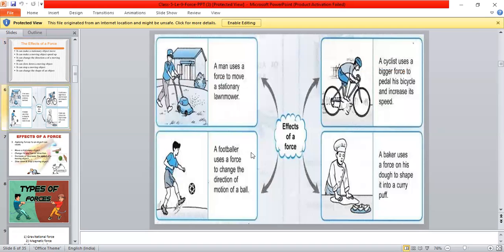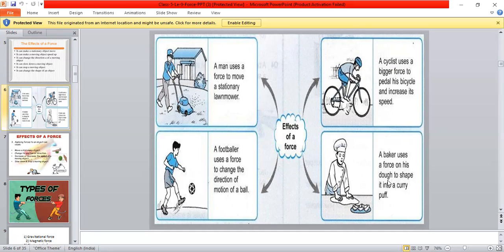See here, in the first case, you can see a man. He is using force and moving the lawnmower. In the second, the cycle rider, he is pedaling the cycle faster. He is applying force and making the cycle move faster. In the third case, the football player, he is using certain force to change the direction of the football. Now the last one, the baker, he is using force to change the shape of the dough.